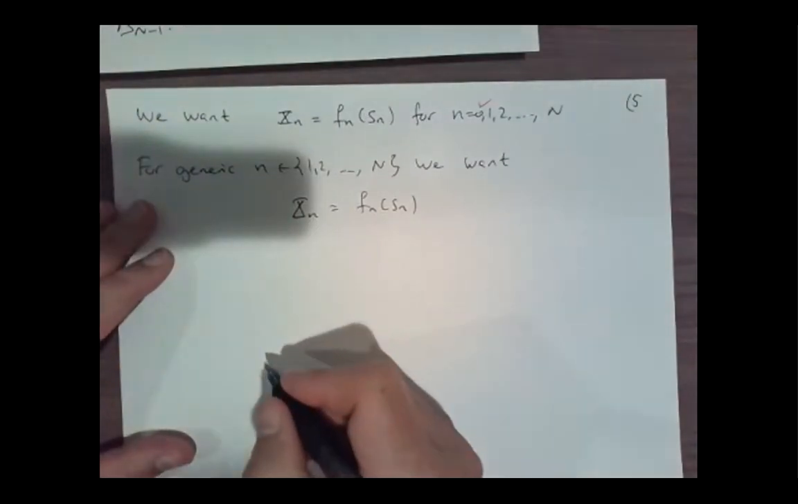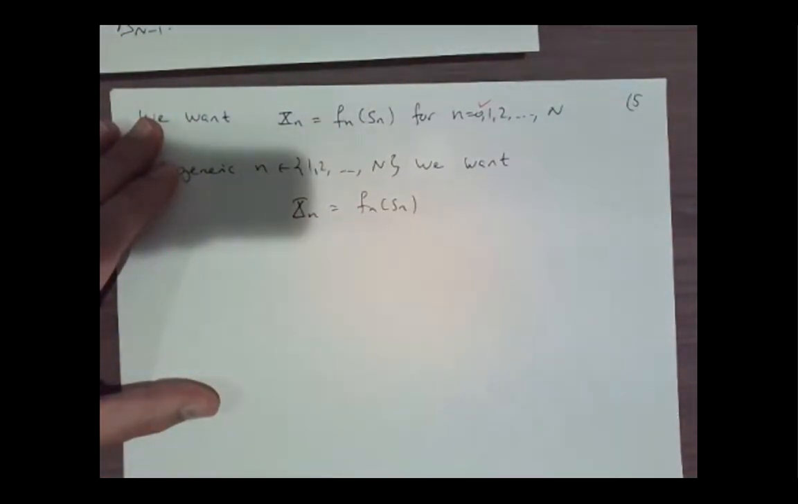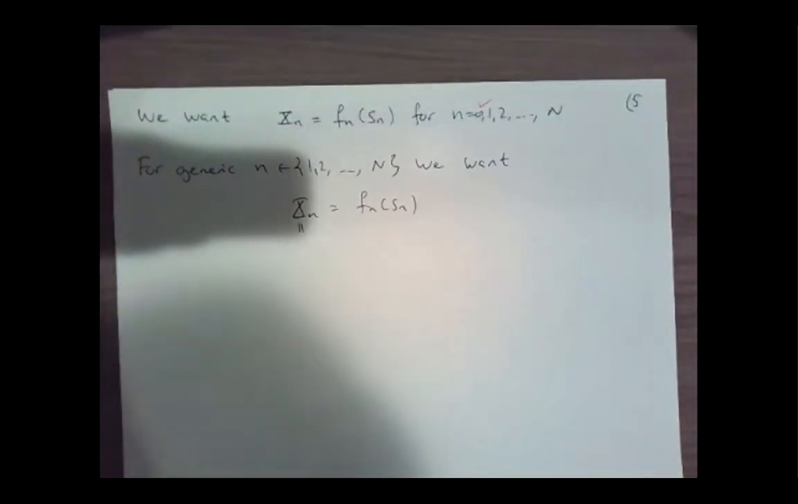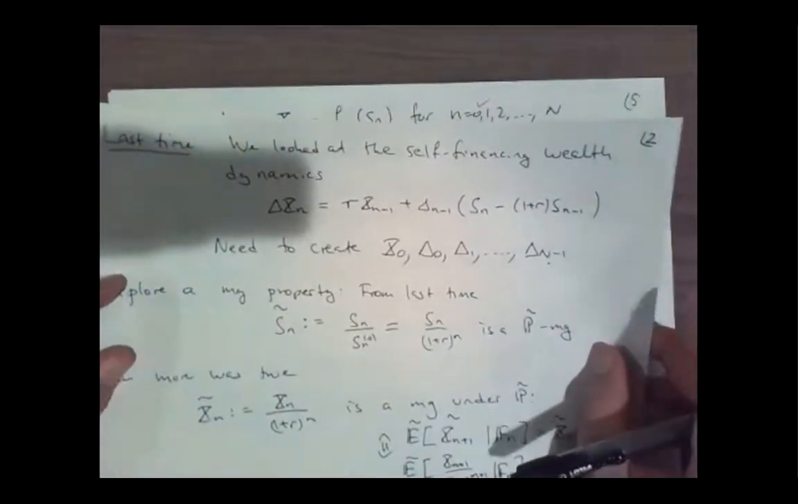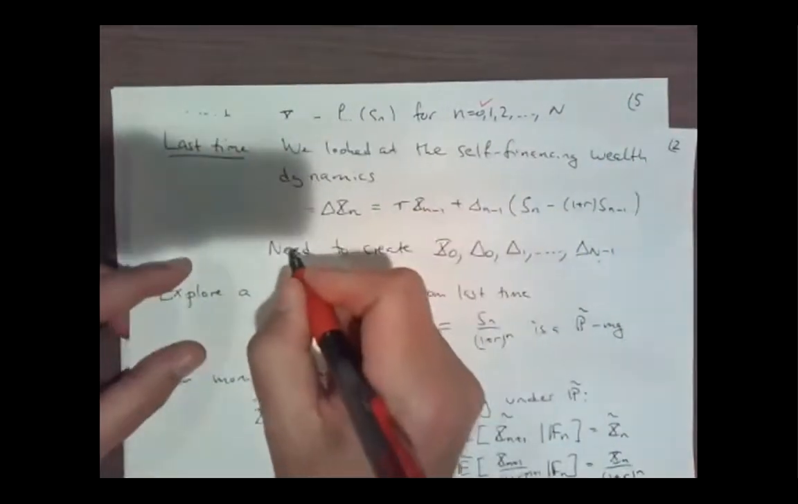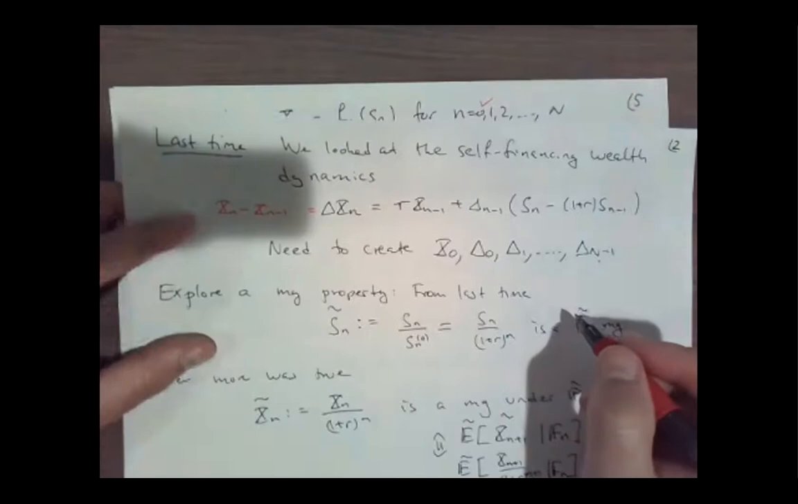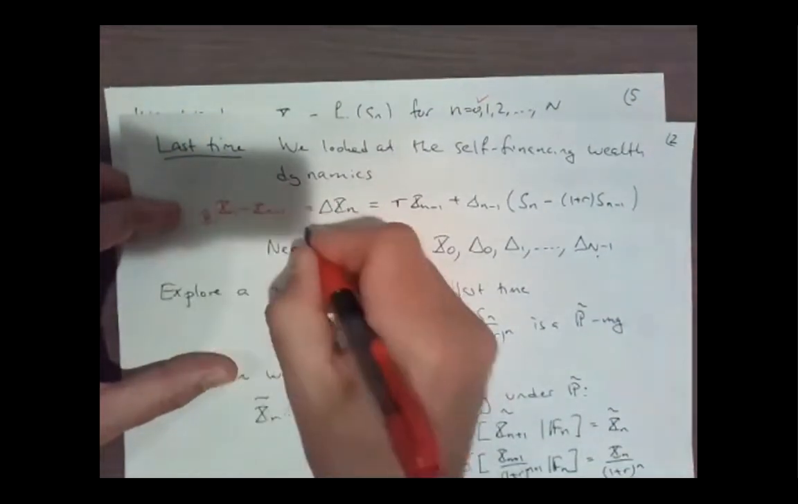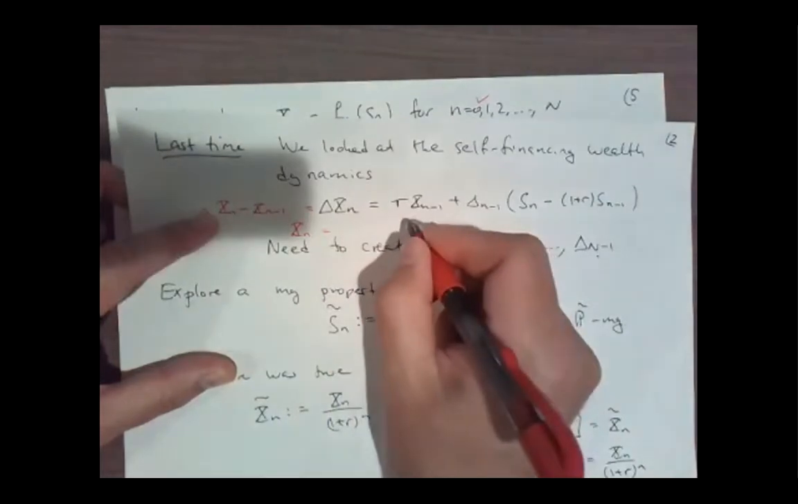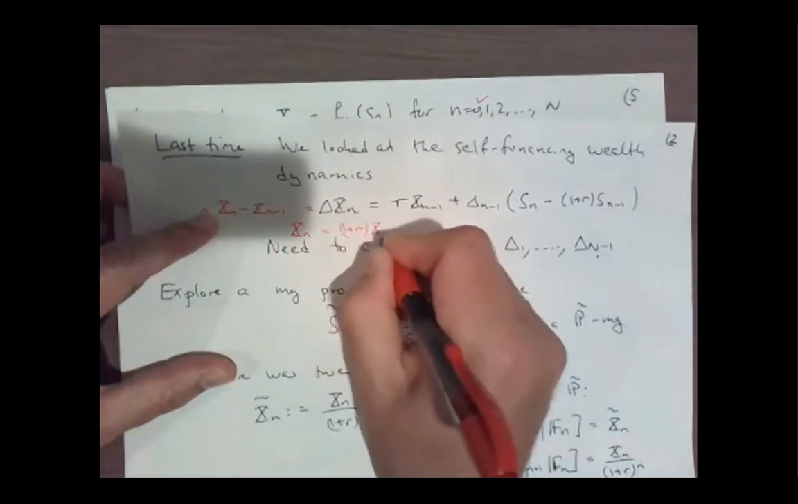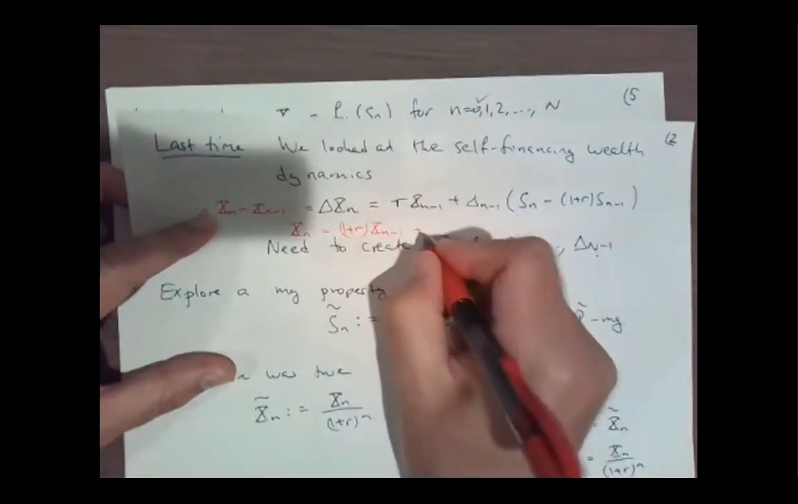What I have to hang my hat on is a formula for the left-hand side, because we had this self-financing wealth dynamics. I have them right here. I can write this as xn minus xn minus 1. So if you want, we can write this as xn equals 1 plus r times xn minus 1, plus that other bit over there.